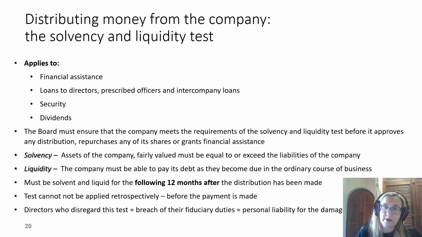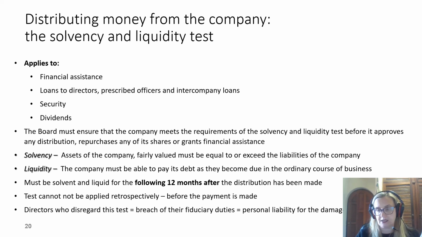And then liquidity must also be assessed. This is your cash flow statement and your income statement. So once that payment has been made or those assets have left the business, the company must still be able to pay all its debts as they become due and payable in the ordinary course of business for the next 12 months after that distribution has been made.